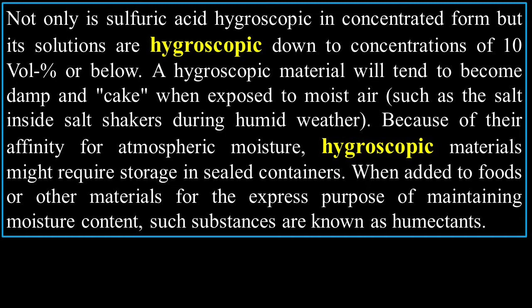Not only is sulfuric acid hygroscopic in concentrated form, but its solutions are hygroscopic down to concentrations of 10% or below. A hygroscopic material will tend to become damp and cake when exposed to moist air, such as the salt inside salt shakers during humid weather. Because of their affinity for atmospheric moisture, hygroscopic materials might require storage in sealed containers. When added to foods or other materials for the express purpose of maintaining moisture content, such substances are known as humectants.